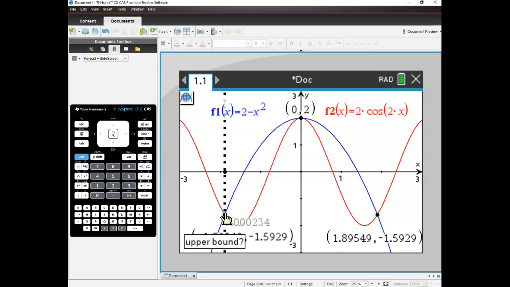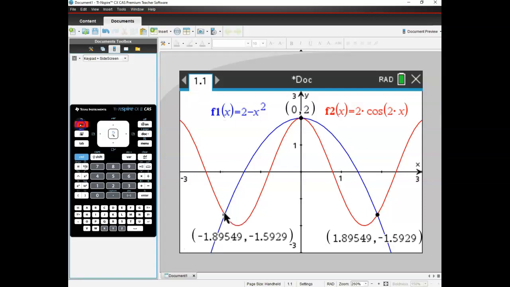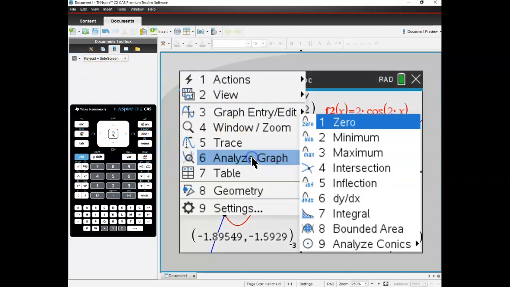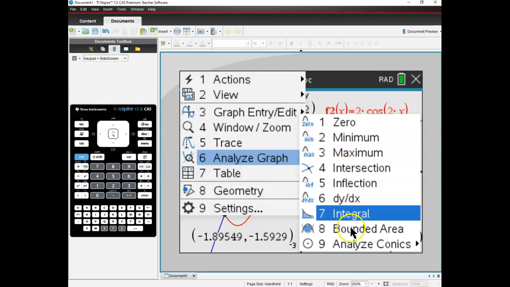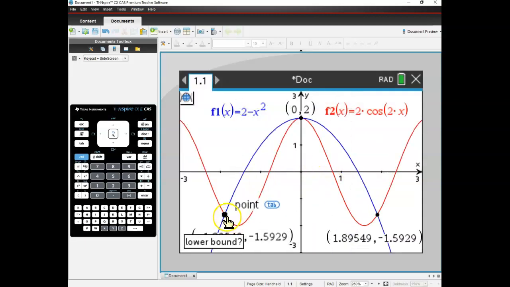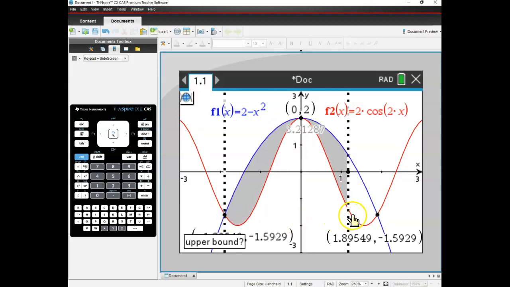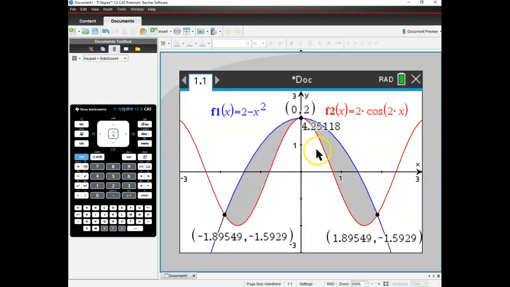Hold on, I've got to go backwards. I can't do that with my finger. So I'm going to come over here, and I'm going to say menu, analyze graph, and I want my bounded area, and you bring it right over there, and you want that point to that point. My bounded area should be 4.251, should be what my bounded area is going to end up being, okay?